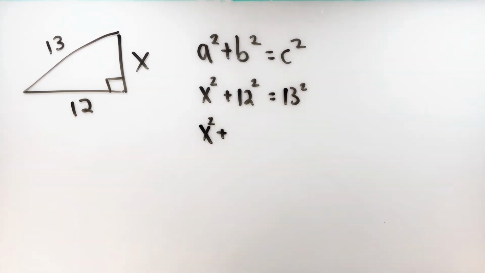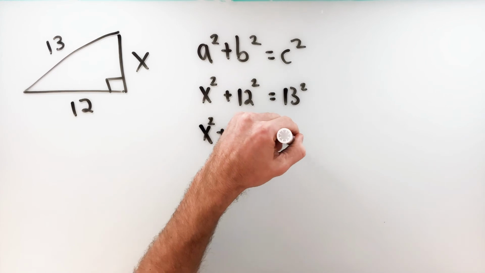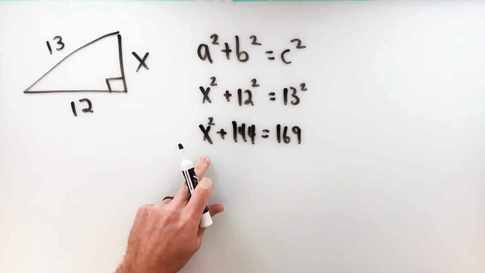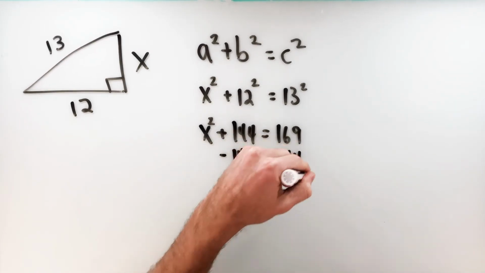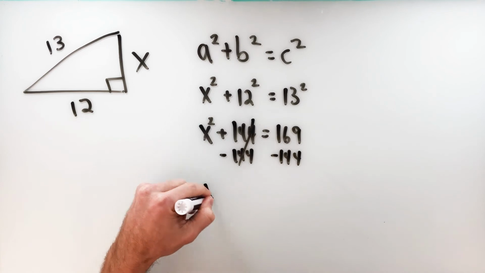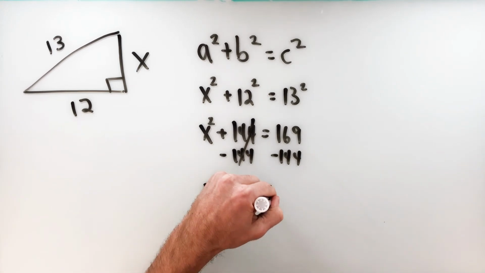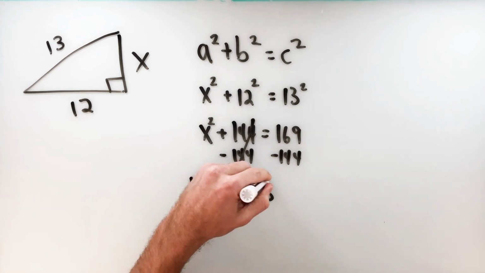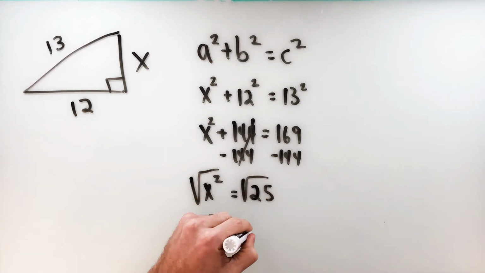12 squared. 12 times 12 is 144. 13 squared is 169. This time, to get the x term by itself on the left side, we're going to subtract this 144 from both sides of the equation. So that gets rid of it here. We've got x squared equals, and then 169 minus 144, that gets you 25. And again, the last step, if we square root both sides, square and the square root cancel, we've got x equals, and the square root of 25 is just 5.